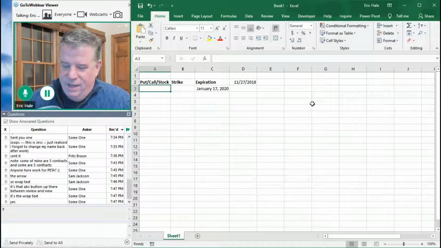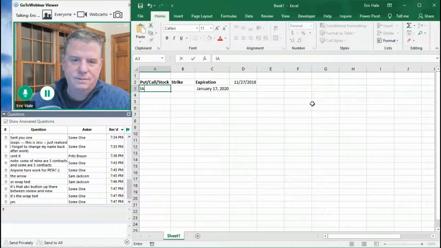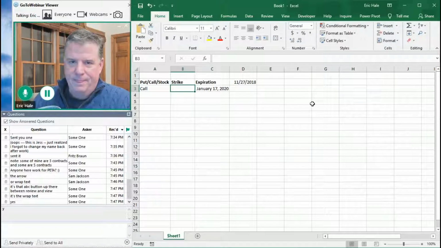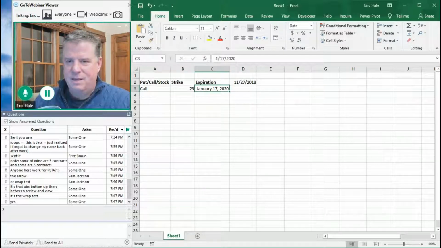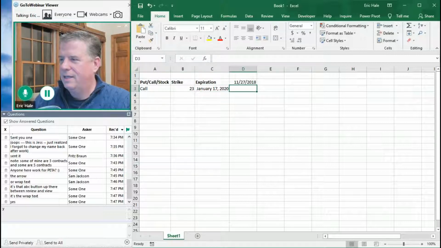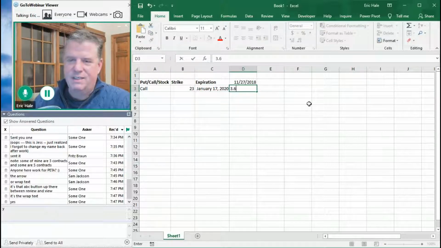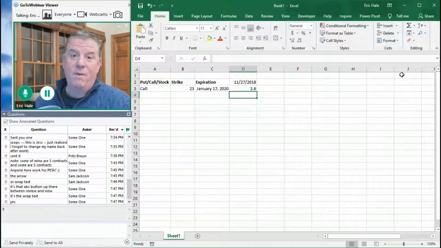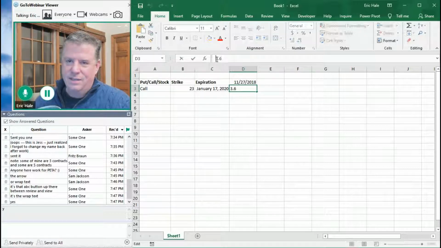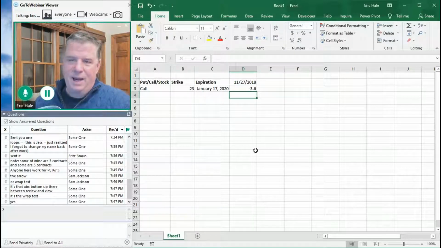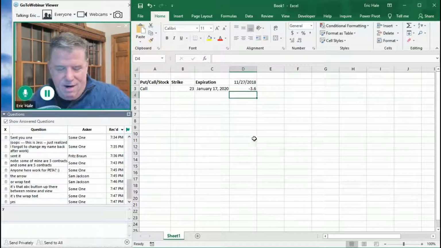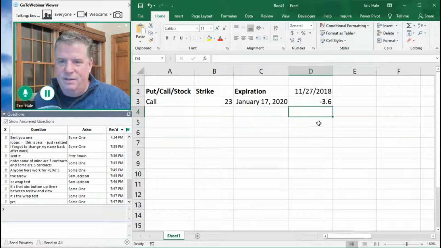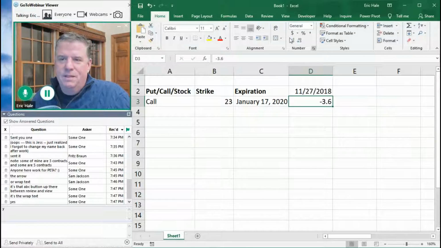So we're going to start with a long call at strike 23, that expiration, and 360 is the price. Right off the bat, I made a mistake because this is a long call, so I need to enter this as a negative because I'm buying it. Now, that format doesn't look like money. So I could click here and that quickly puts it into the money format.